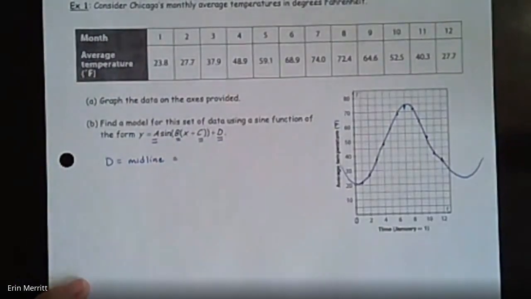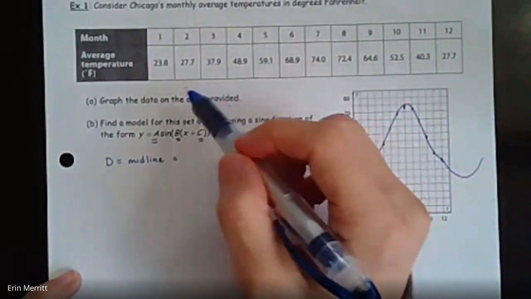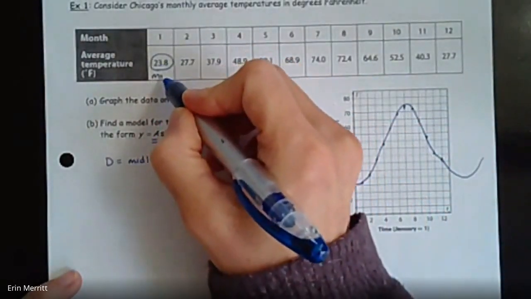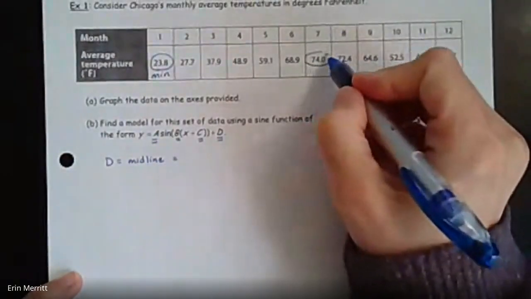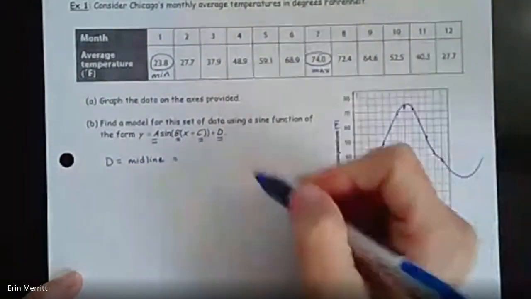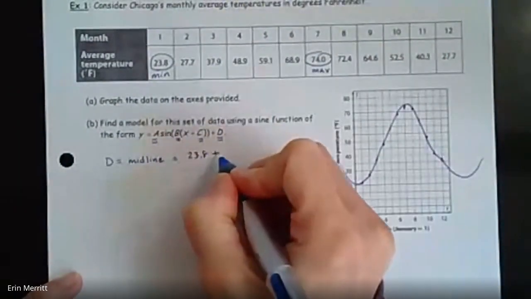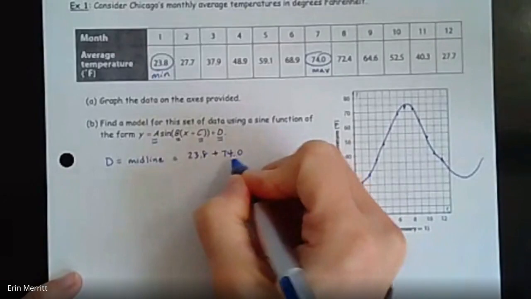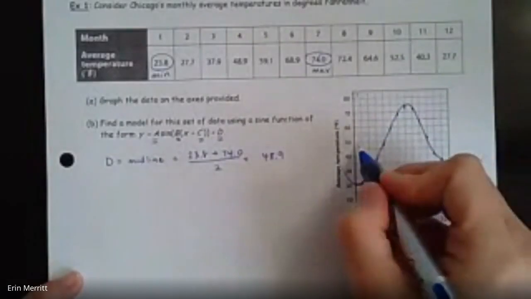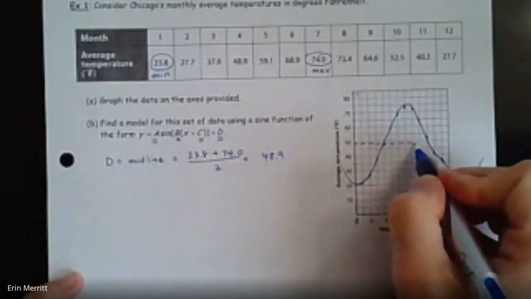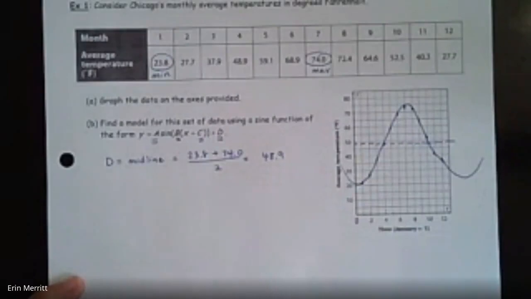So the midline is always the average of the minimum and the maximum values. So take a look at your chart up above. The lowest temperature is happening right here. There's your minimum value at month 1. Your highest temperature right here at 74. All right, let's average those two. So if we do 23.8 plus 74.0 divided by 2, that's going to come out to be 48.9. So on your graph, I want you to go over to 48.9 and draw in that dotted line for the midline. So just below 50 is where that midline is.